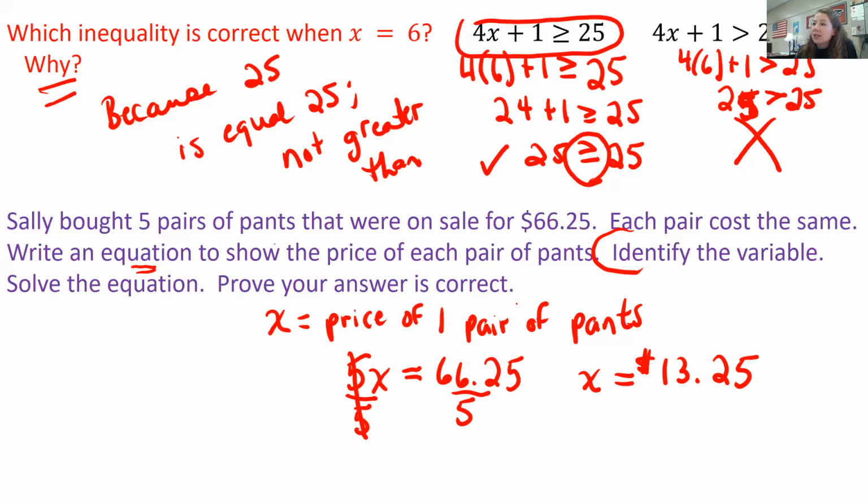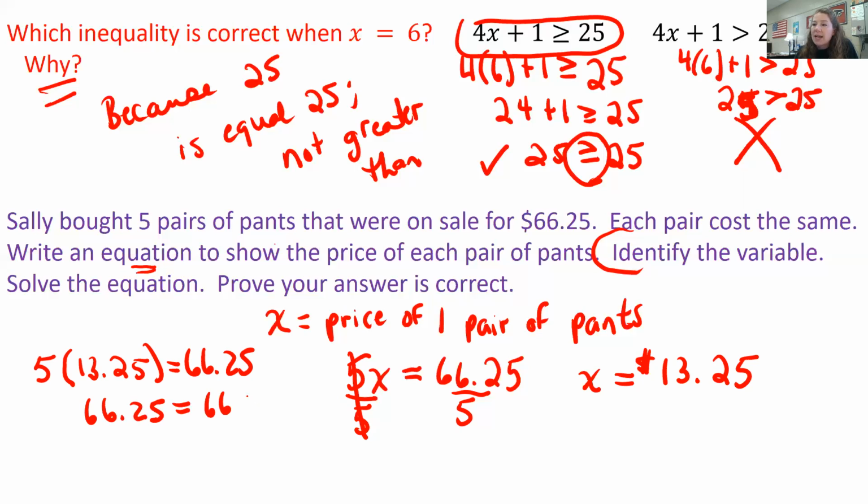So I've written an equation, I've identified the variable, I've solved the equation, and now it says for me to prove that my answer is correct. Well, since x is 13.25, I'm going to plug it back into my original equation. 5 times x, and x is 13.25, equals 66.25. I'm going to double check my answer on my calculator, and 66.25 is equal to 66.25. And that is correct. So I just proved my answer is correct.